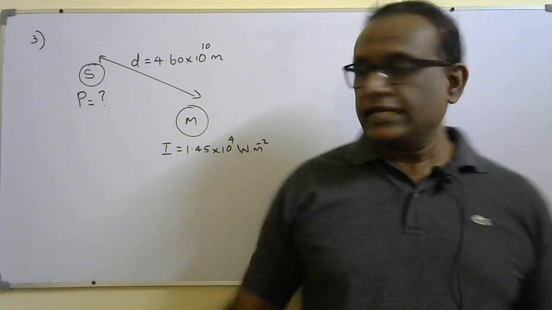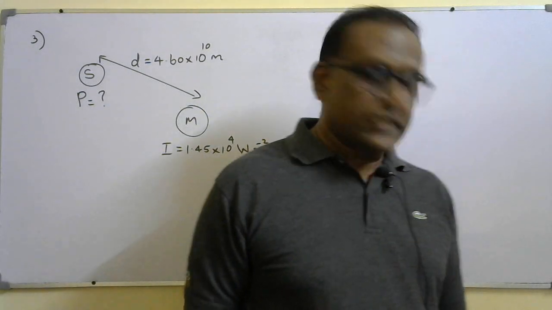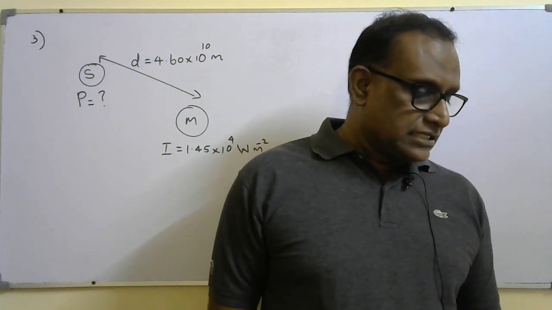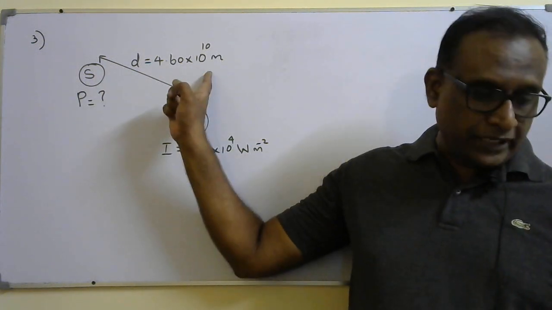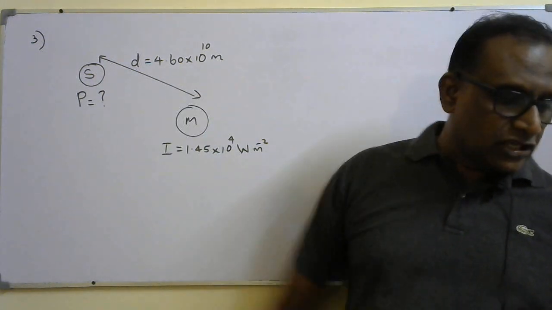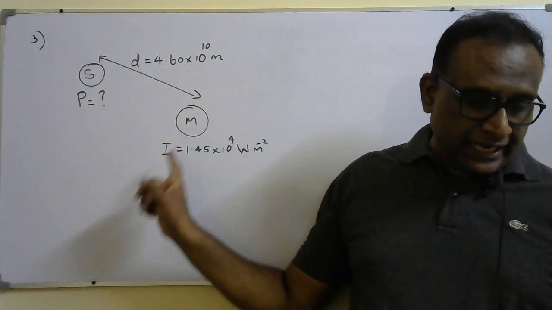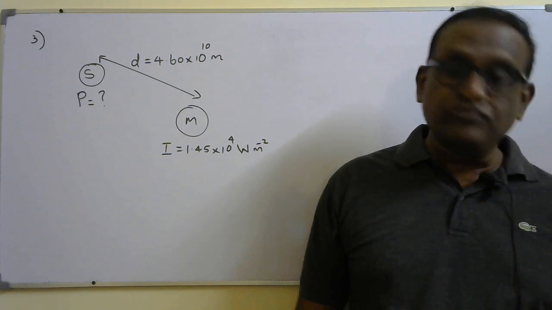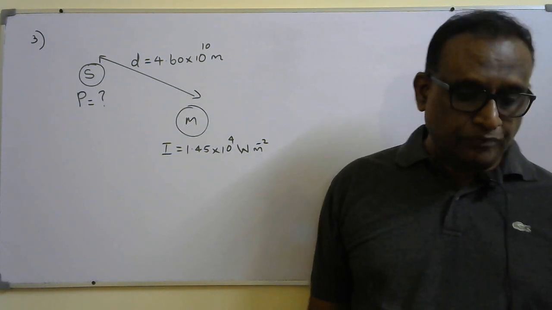Okay, the third question. I drew the diagram. The diagram is not given in the question, but I drew it. When the distance between the Sun and the planet Mercury is 4.6 × 10^10 meter, the intensity of the solar radiation at the surface of Mercury is 1.45 × 10^4 watts per meter squared. Which of the following expressions gives the power of the Sun?